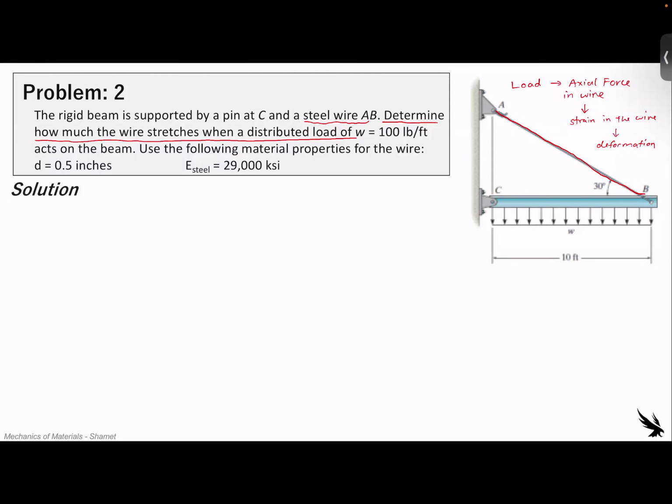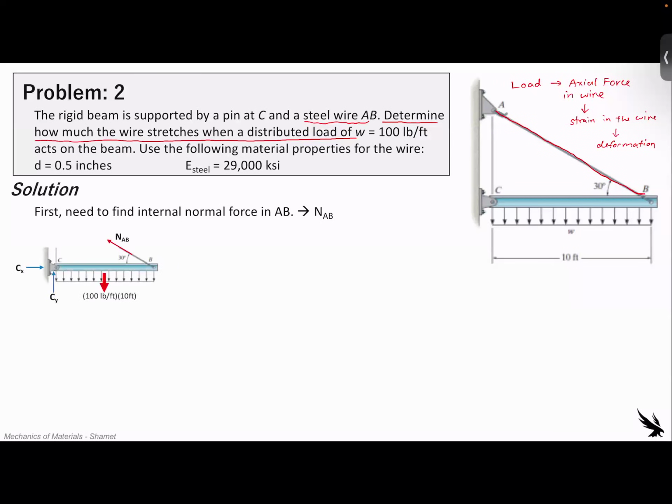So first, what we need to do is determine what that axial force in the wire is due to the load. So what we can do is find that internal normal force, or the axial force, in AB, and we're going to call this N subscript AB. It might be shown as F subscript AB or P subscript AB. Just know that it's a force in the AB wire there. So the way we can do this is by taking a cut here in the wire and then looking at the statics internally, knowing that everything is going to be summation of forces equal to 0.